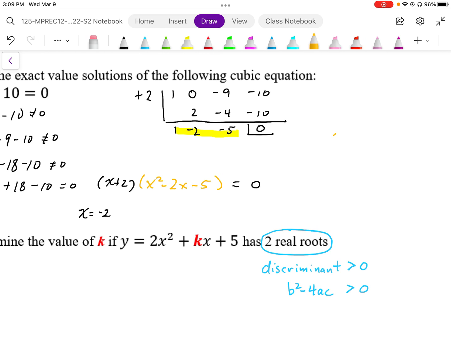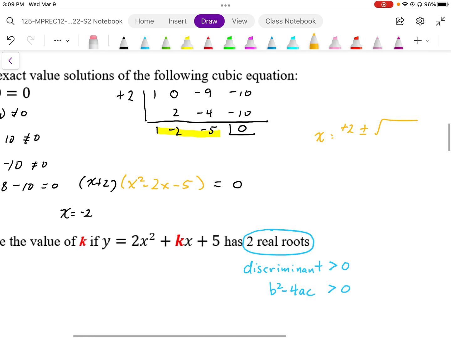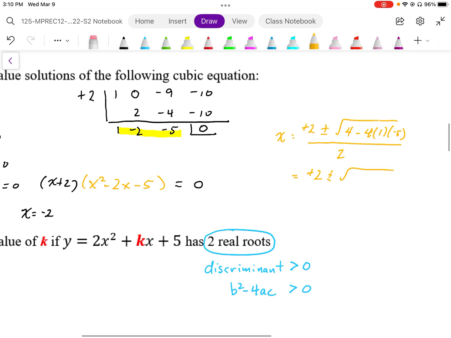So my quadratic formula, solving for x, I'm going to end up with negative b, so it's going to be positive 2, plus minus the square root of negative 2 squared minus 4 times a times c, which is negative 5. And that's going to give me a positive discriminant. Okay, so I end up with 2 plus minus the square root of, this is going to work out to be 4 plus 20, or 24, all over 2.